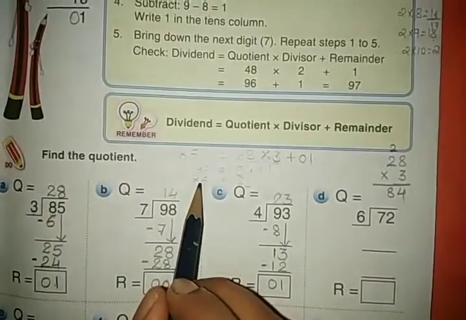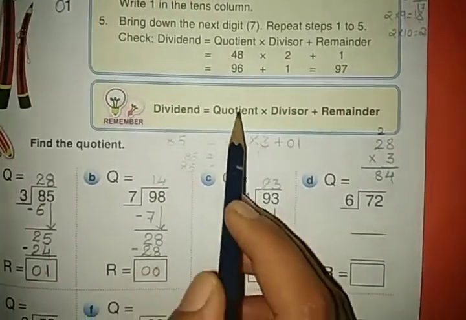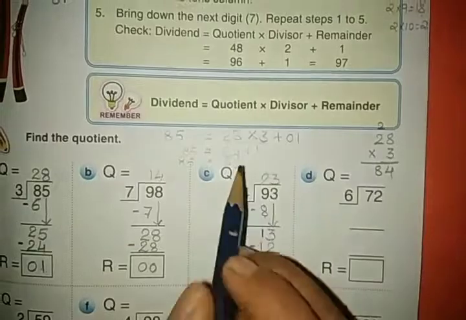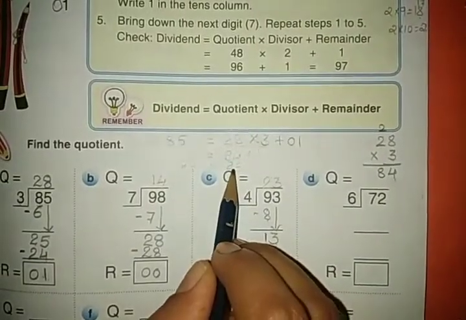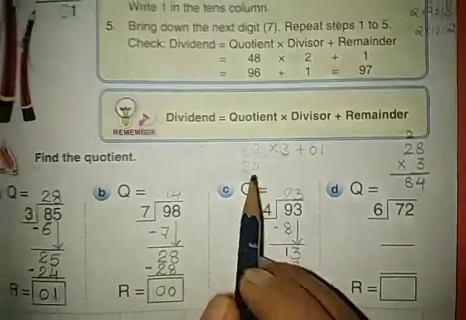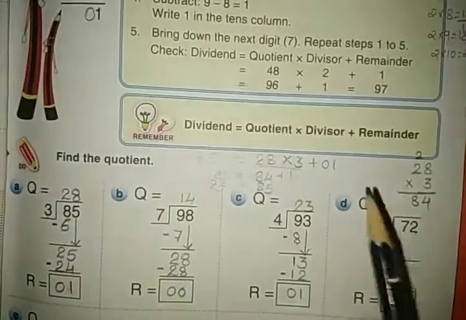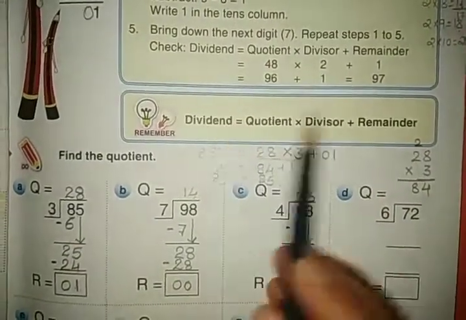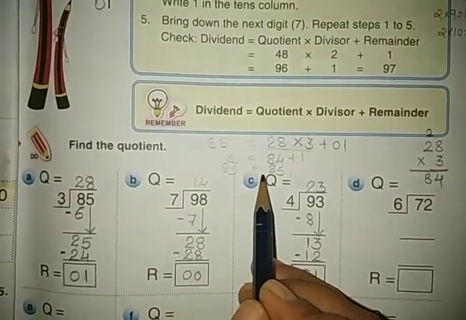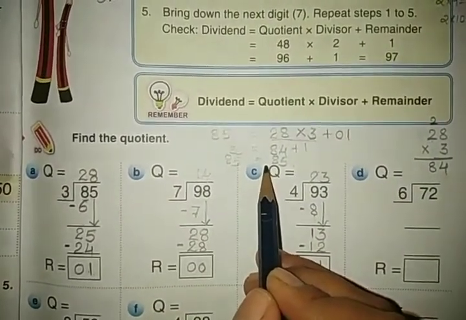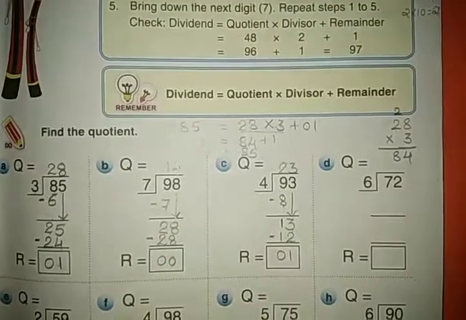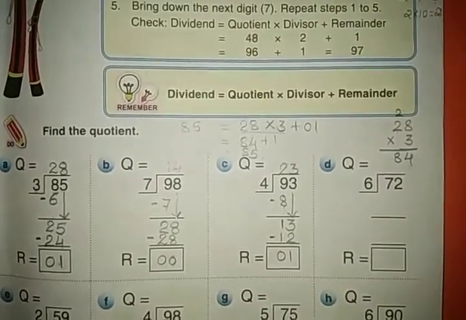The dividend is 85 and the quotient into divisor plus remainder is also 85. Now whatever we have solved, this sum is correct. By using the formula we can check whether we have solved the division sum correctly or wrong. So solve all the sums and send me. Thank you.